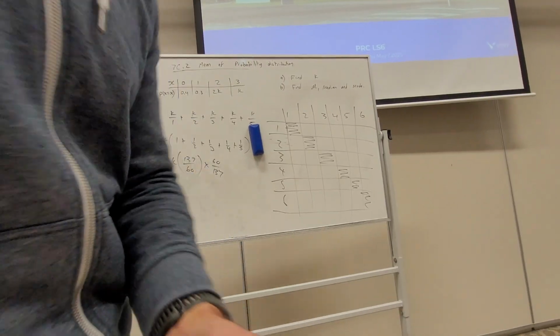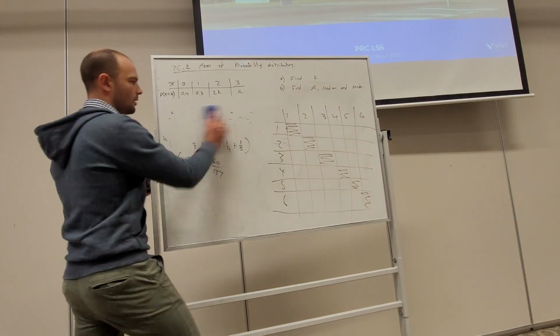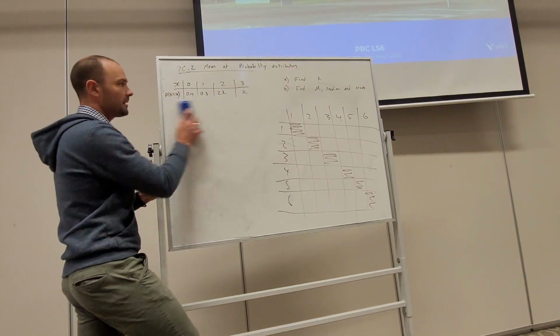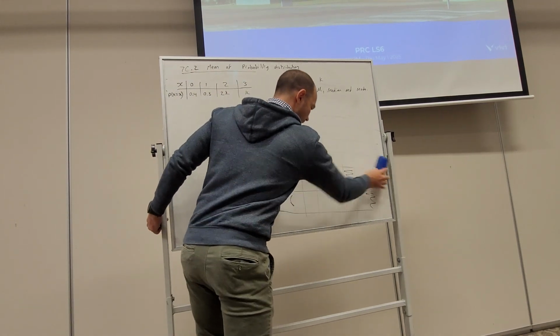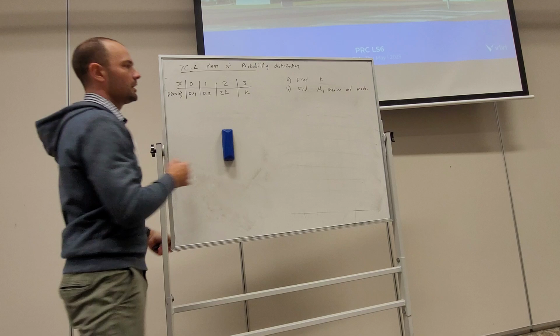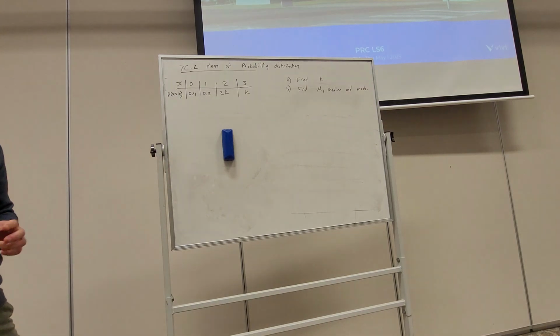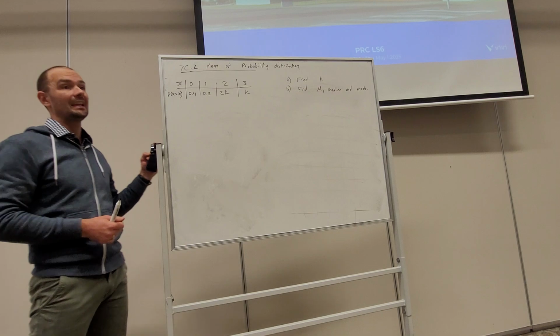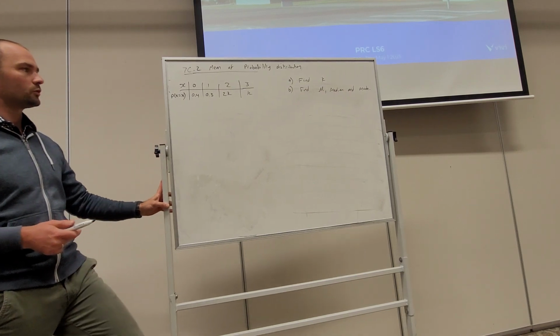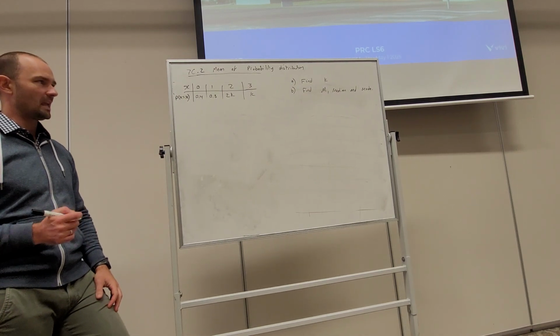All right, and what you might remember is we were talking about probability distributions yesterday. So this is a probability distribution, and we looked at how to find the median and the mode, but we haven't looked at how to find the mean. So that's what we're going to do today. We're going to look at how we can find the mean.